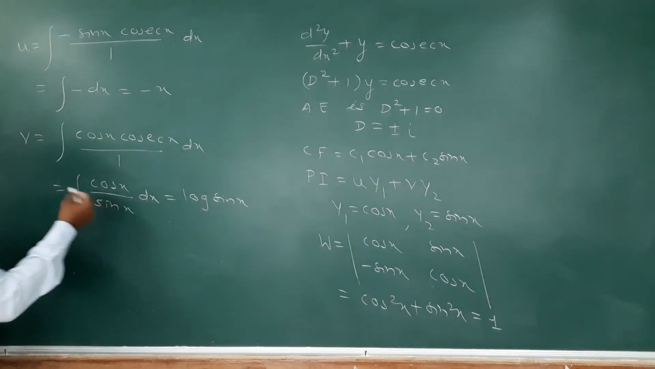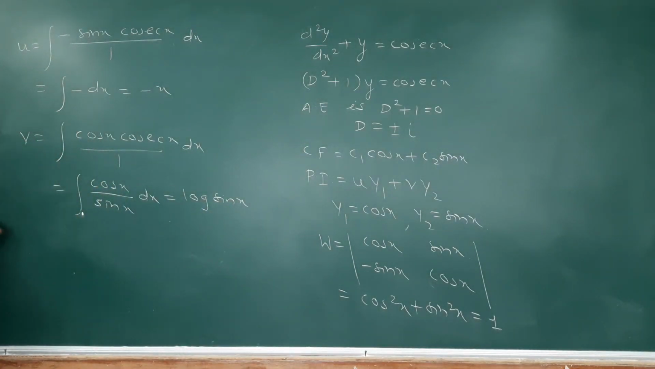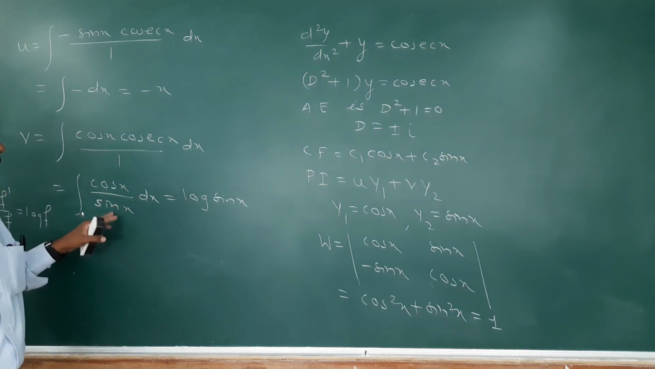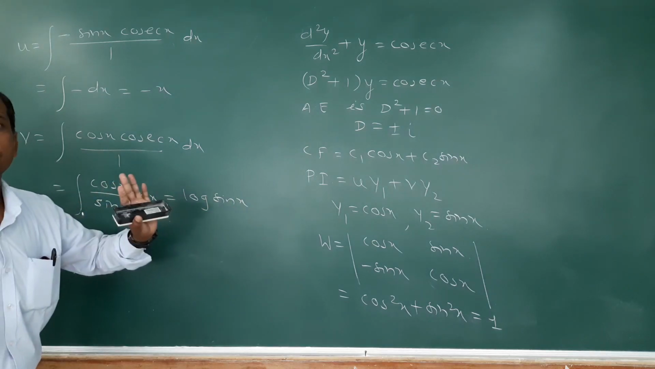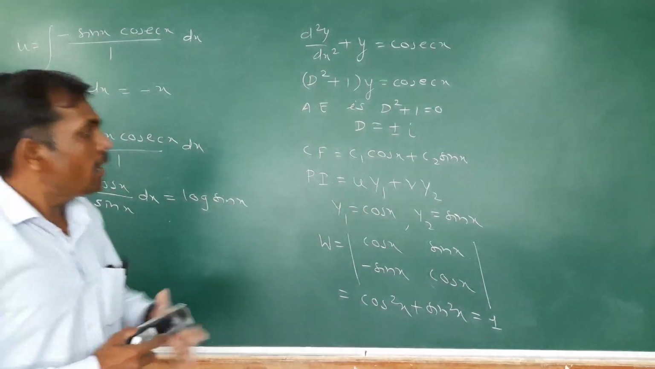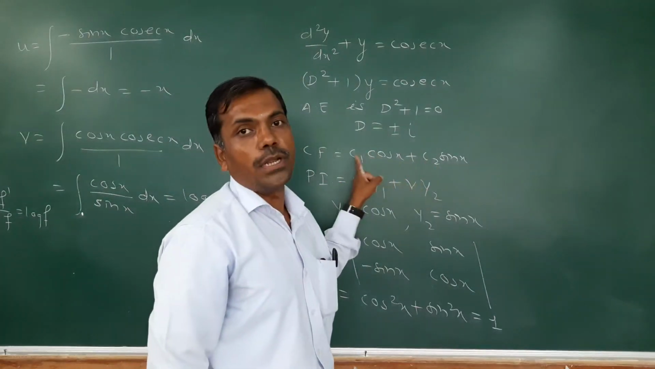It is f dash upon f. We know the formula, integration of f dash upon f is log f, function and its derivative. So here the derivative of sin x is cos x, so it is log of sin x. No need to add a constant here, because constants we have already added in our complementary function, C1, C2.